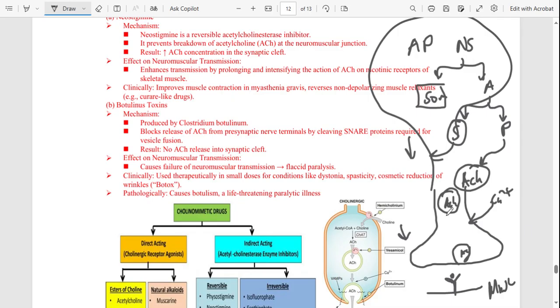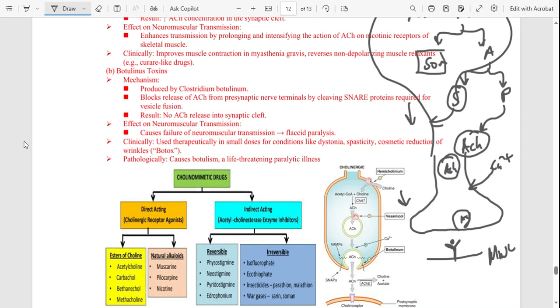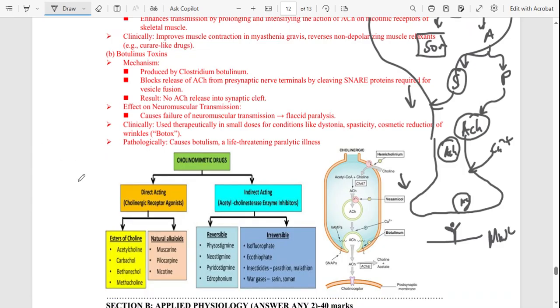But then there are some drugs that can inhibit here. Okay, so there are some drugs that we can give that can work like acetylcholine. So we call those cholinergics or acetylcholine receptor agonists, because they work on the receptors like acetylcholine.